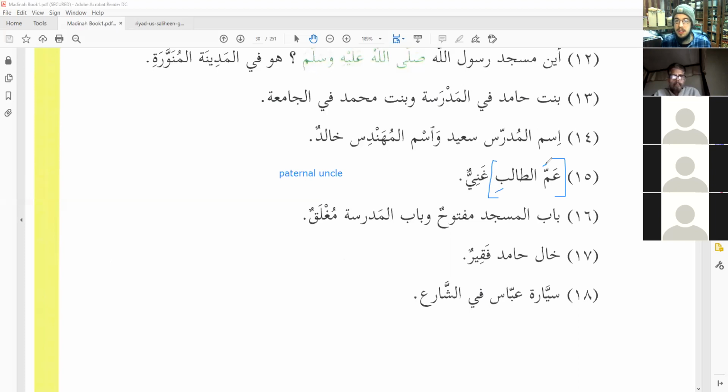Marfu', which means that it has a dhamma, which means that everything is marfu' until proven otherwise, just like you're innocent until proven guilty. If we're in the mubtada or we're in the khabar, the subject or the predicate, every word is going to be marfu' with a dhamma until proven otherwise. Here's a situation with al-talib where it's proven otherwise. Why? Because it's the second part of a possessive construction. But the first part of the possessive construction, there's nothing before it that would change it from having a dhamma. So the correct way to read it is ammu talibi ghaniyun.